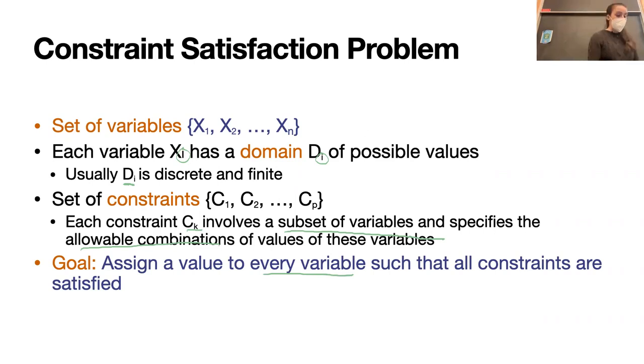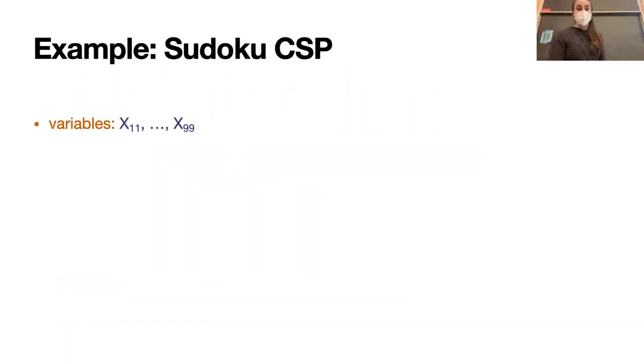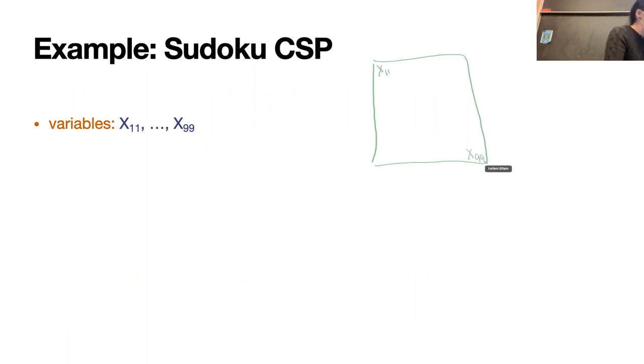So let's go through and use this definition for the Sudoku example that we saw before. In our Sudoku example, we're basically going to have variables x11 to x99. What does that mean? That means that we have x11 here for the first row, first column, and we have our x99 here in the corner. And you can basically go through the whole board and set that up yourself. So what about the domain? The domain for every variable of Sudoku is all 1 to 9.